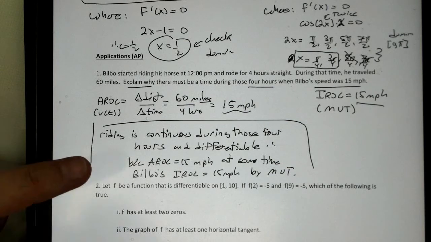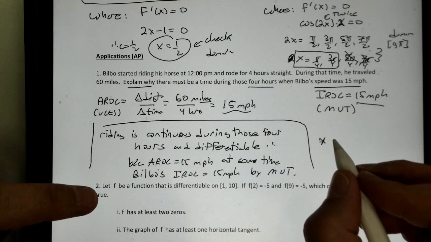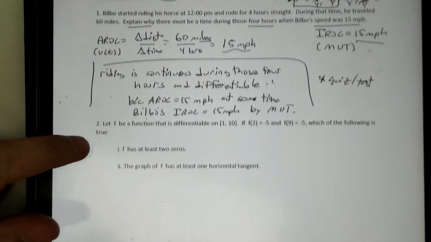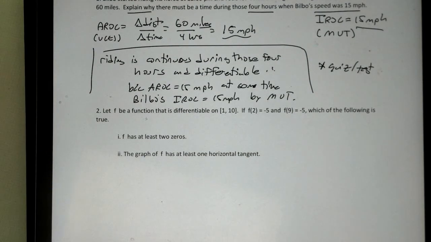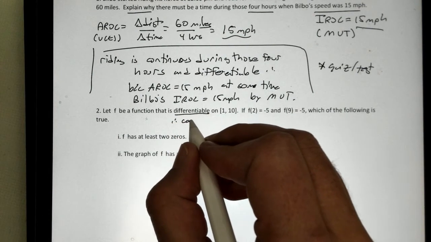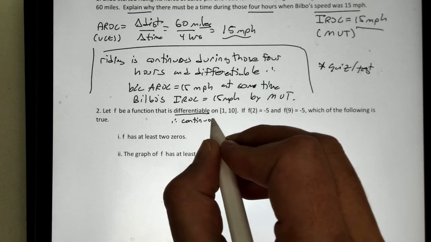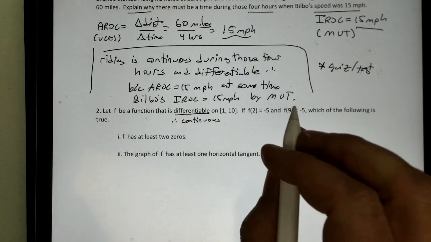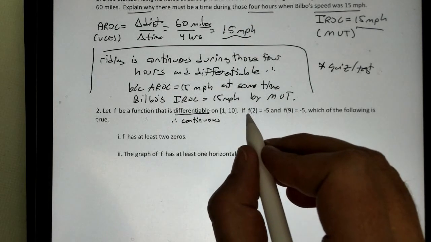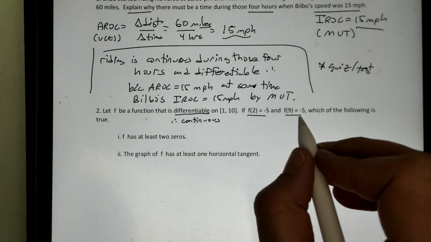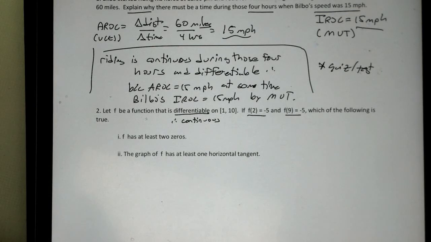Piece of cake. You're going to see this one on the homework, on a quiz, perhaps a test. You want to see that one. All right, the last one. Let f be a function that is differentiable on 1 to 10. Now, if they're saying differentiable, we know it's going to be continuous. We've talked about that before. Differentiability implies continuity. They're telling us that the value at 2 is equal to negative 5, and the value at 9 is equal to negative 5. Which of the following must be true?